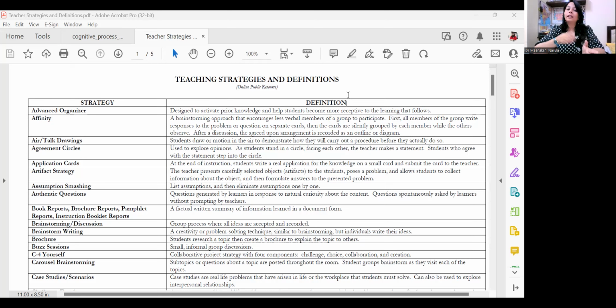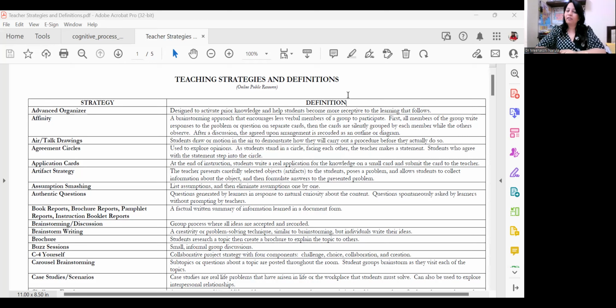You can also use KWHL charts. K for what they know already. W, what they want to know. H, how they would like to know, and L, what they have learned. So KWHL, you can use any kind of advanced organizer, right? And this will help the students to assess their learning. Assessment as learning, assessment for learning. You can use it in any form. They'll be able to check their understanding and learning.